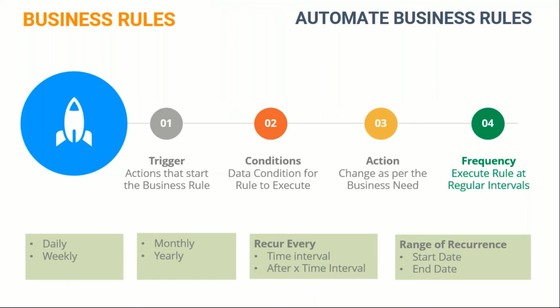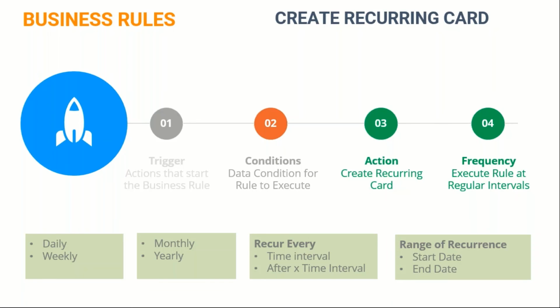So that's how you can go about automating the business rules as well, so that you don't have to spend time ensuring that this is getting updated on a regular basis. You can also make use of the frequency option to create a recurring card. That is another capability in its own right, wherein even if you're not setting up all these business rules to update the cards on certain data conditions, you can definitely make use of the create recurring card use case to just automate creation of them at regular intervals.